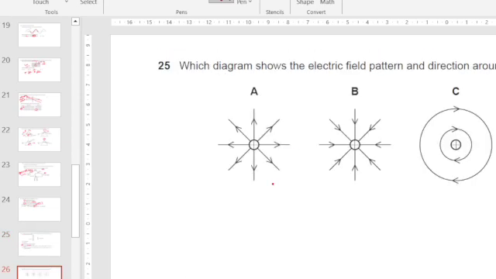On the 25th question, which diagram shows the electric field pattern? Static charges produce electric field, and they are asking for a positive charge. So positive charge, it will be radially outwards. Positive charge radially outwards, negative charge radially inwards. They are asking for positive charge, it should be radially outwards. Option A is a correct option.